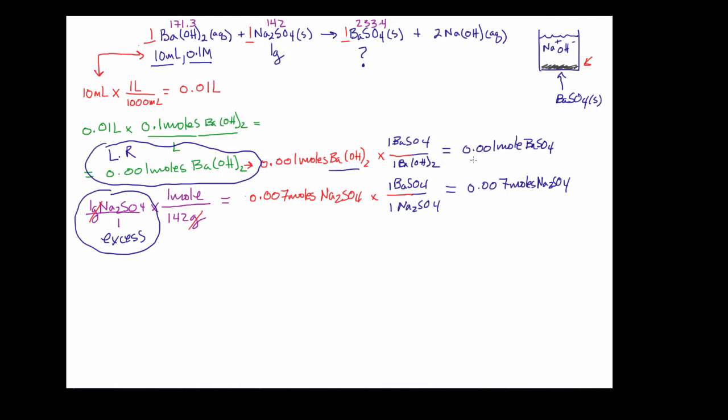Alright, so now we can find the mass of our precipitate by multiplying directly times the molar mass of the barium sulfate, which is 233.4 grams per mole. And the outcome of this, I'm going to put it down here, is going to be 0.2334 grams of BaSO4 precipitate formed. And remember, this is your theoretical yield.